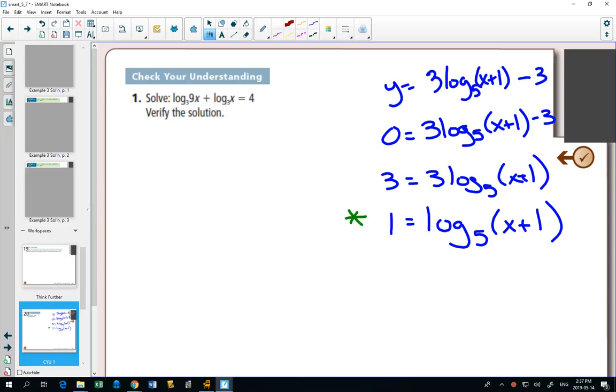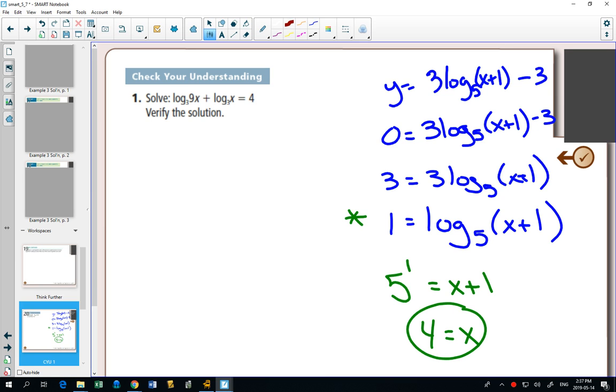What's the base? The base is 5. What's the exponent? The exponent is 1. What's the answer? X plus 1. And if we change it to exponential form, all of a sudden, it looks really easy. X plus 1 equals 5. Move the 1 over, and you solve for x.